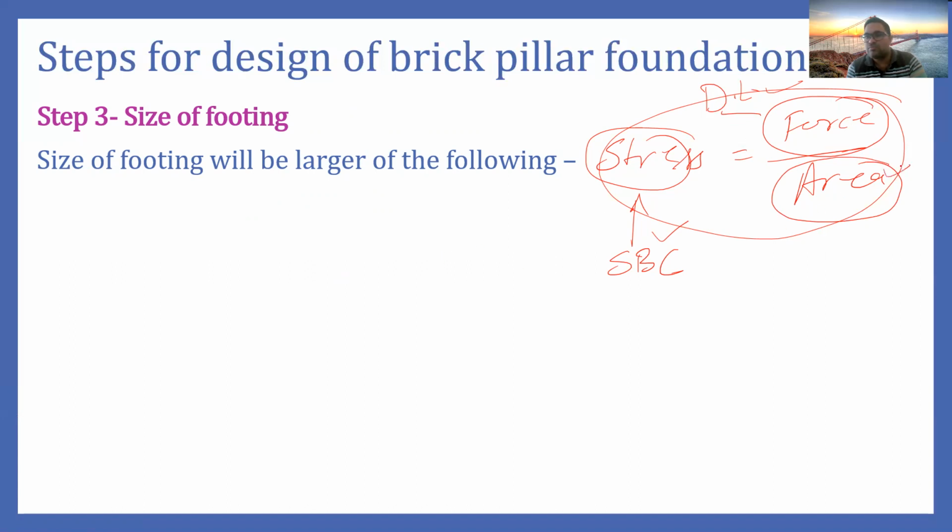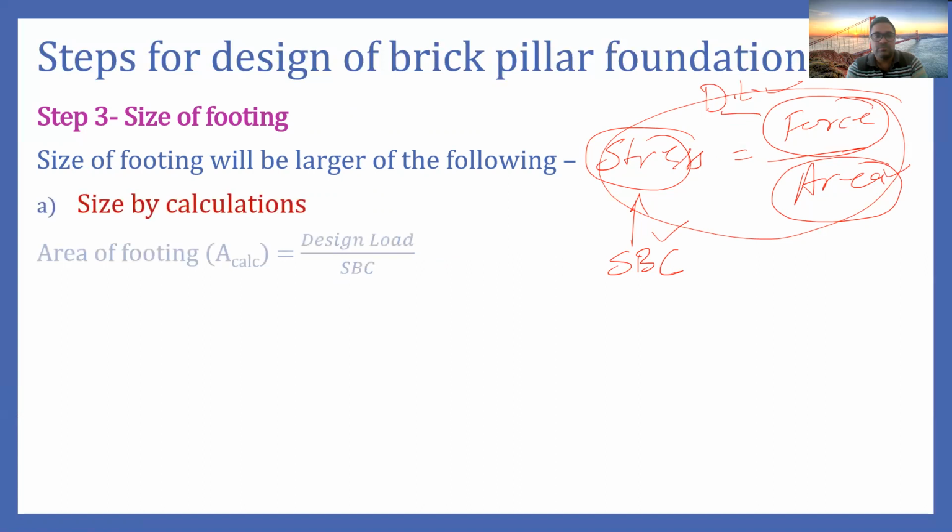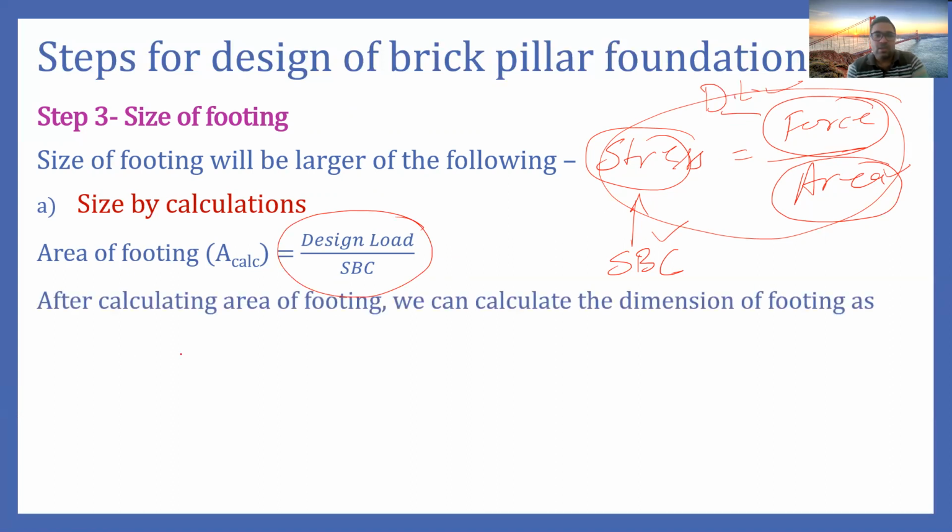This is known as the size of footing by calculation. So here I have written, area of footing can be calculated by this formula: design load by SBC. And after calculating this area, we can calculate the dimensions of the footing also. If we have a square cross section for the column, the footing will also be square in cross section.